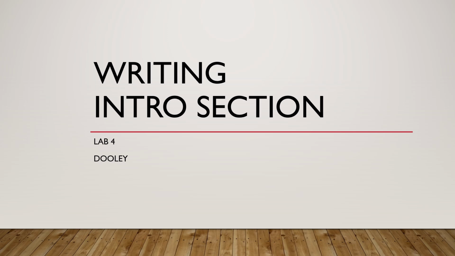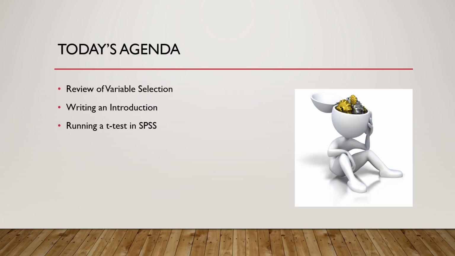Today we're going to be talking about how to write an introduction section in your papers. So as the agenda for today, first we're going to go over variable selection, the types of analyses that you're going to be running, and the hypotheses you might have based on what variables you chose from the survey that you did. Then we're going to talk about how to write an introduction and then follow it up with how to run a t-test in SPSS, that review from your statistics.